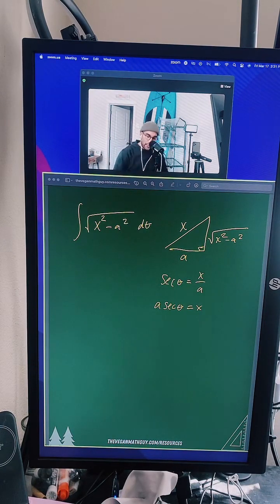Okay, now let's talk about this one. A squared minus x squared. Yes, thank you, math nerd. It should be dx, not d theta.